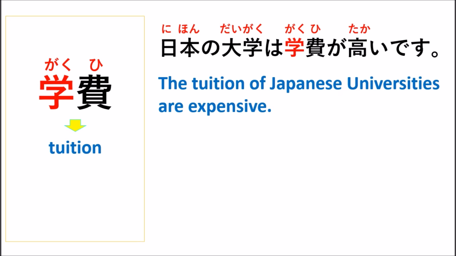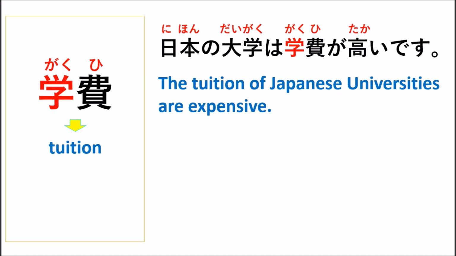Or when you want to get something done, you have to pay money for someone to do it for you. So in a case like this, you use the kanji hi. So gakuhi means the money or the budget that you will use to study. So it means tuition. When you put the kanji of learn with the kanji of something that you have to pay, it means the tuition.